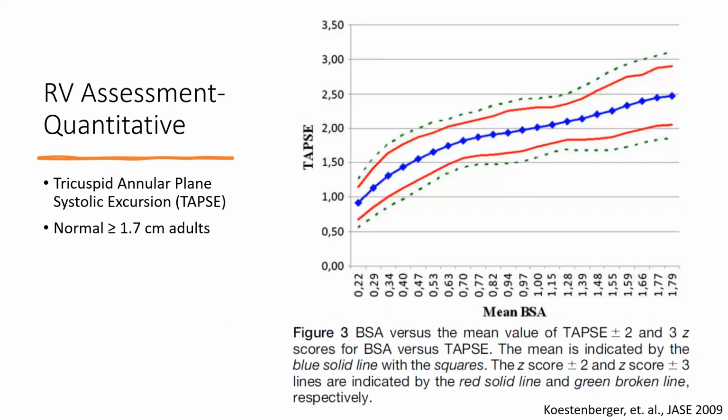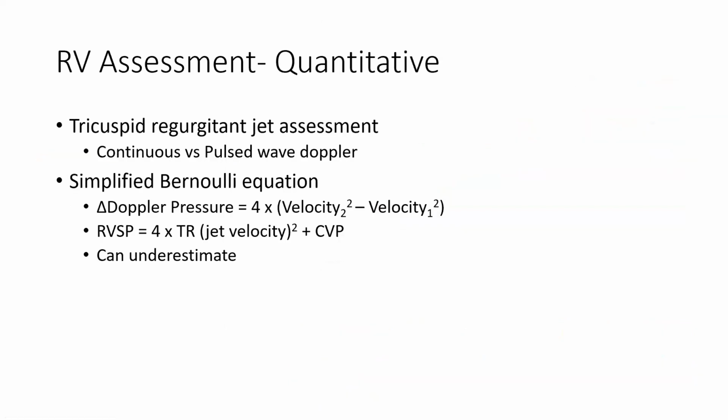There's some published evidence for normative values for children. We don't have those all printed, but you can look that up easily. This is some of those values plotted out. But TAPSE, I don't think, is commonly practiced in all places in pediatrics, but it is widely practiced in adults, not just by cardiologists.